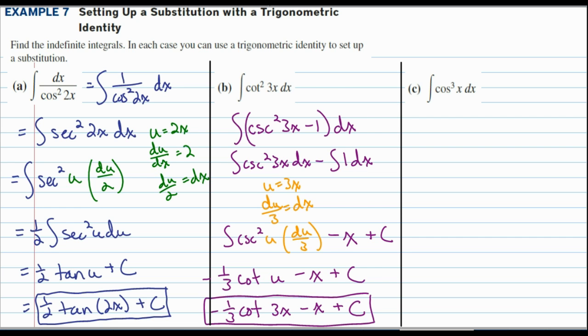Part C, another strategy that may seem a little overwhelming. You've got cosine cubed of x dx. Well, I don't know cubes very well. Trig really works well with squares, so I think the first thing I'm going to do is separate cosine cubed of x into cosine squared of x times cosine of x dx.